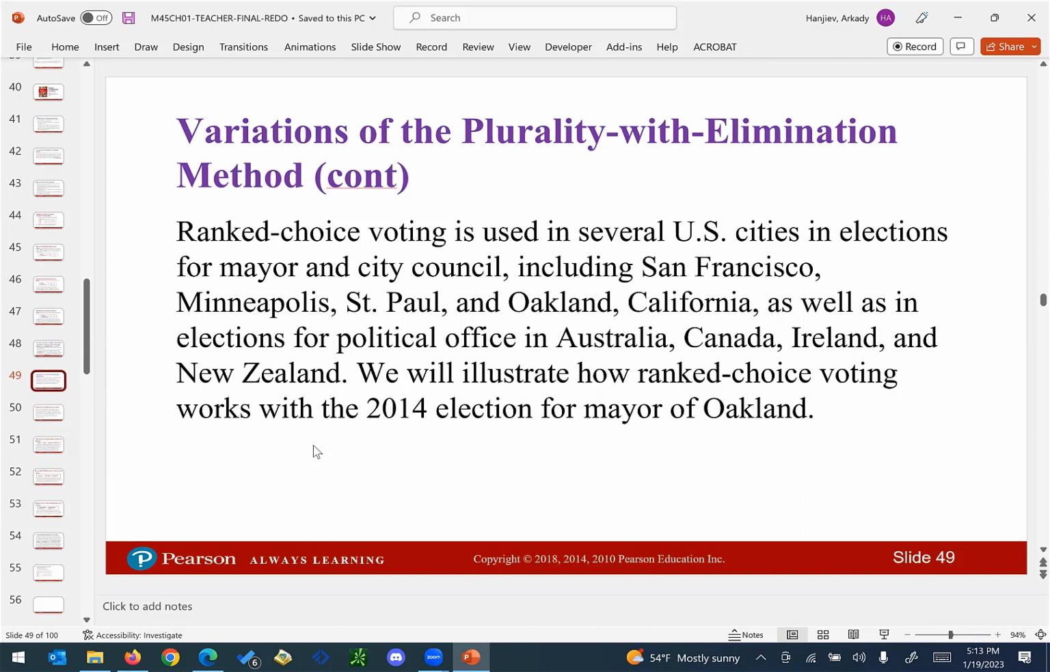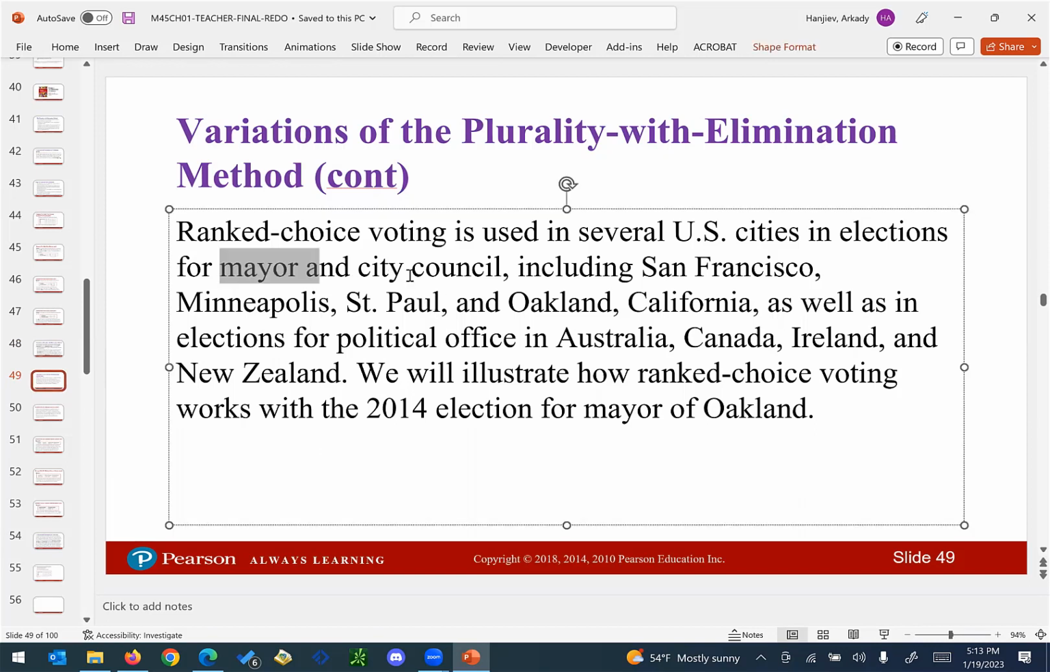Where is this used? There it is. This ranked election is used in elections for mayor and city council for these cities right here. I mean, me personally, I like the Borda count method because I think it seems to be, in my mind, the fairest way to do it, because you're counting all the points up and you're seeing which one would work the best here.